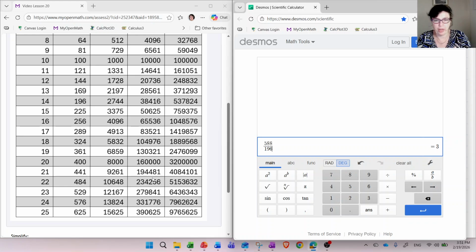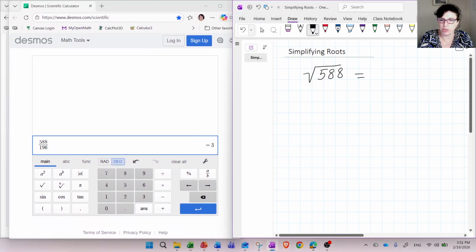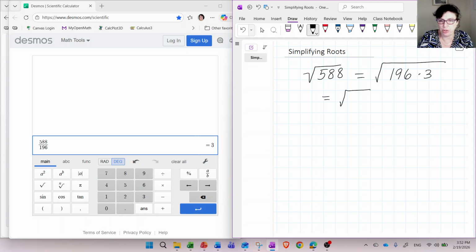All right, so what we were able to do is we started with our 588 number, and we expressed this as a product of 196 and 3. Let's write that down. All we did is we broke the number 588 apart into 196 multiplied by 3. Next, we are going to split the root at the times. You can always do that. You can split the root at the multiplication. You've got the square root of 196 multiplied by the square root of 3.